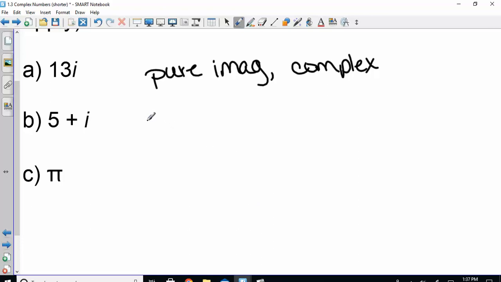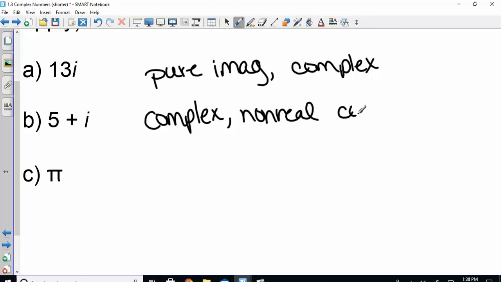What is b? Well, I said all of them are complex. And then it's one of the other three. So is this pure imaginary, real, or non-real complex? Non-real complex because it has both parts. It has the real number and the imaginary number.